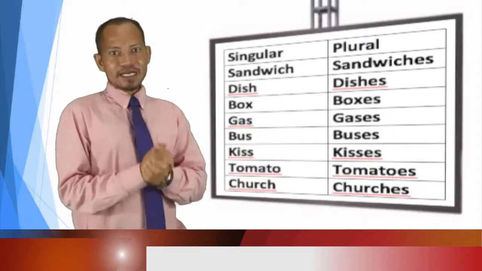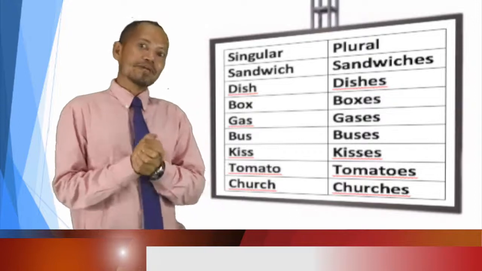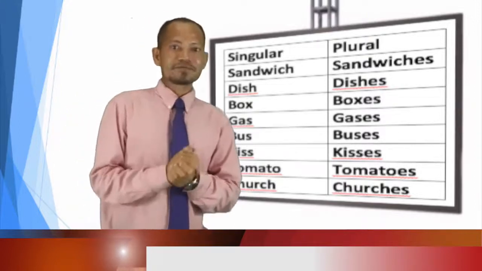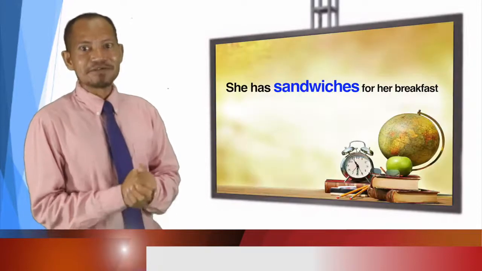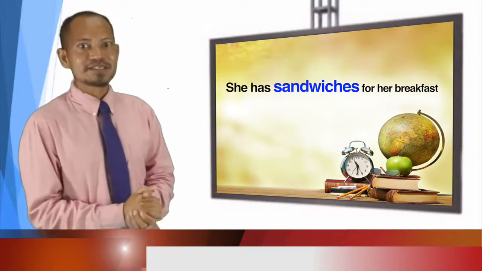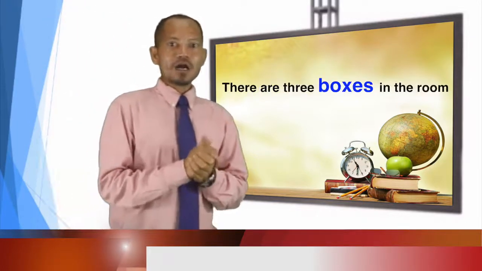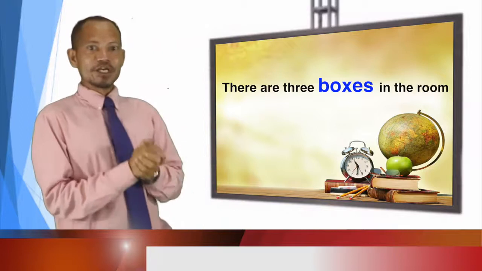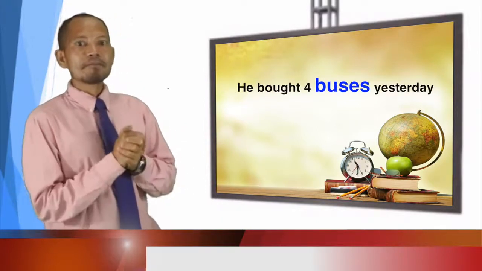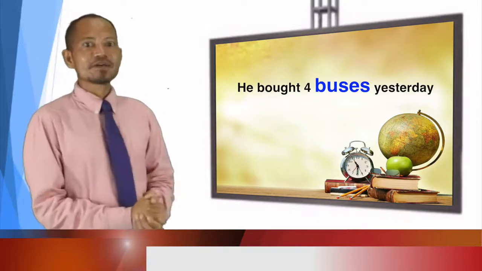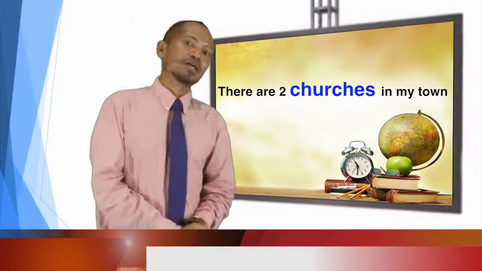Now, let's take a look at some possible examples that you might be able to learn from. She has sandwiches for her breakfast. There are 3 boxes in the room. He bought 4 buses yesterday. There are 2 churches in my town.